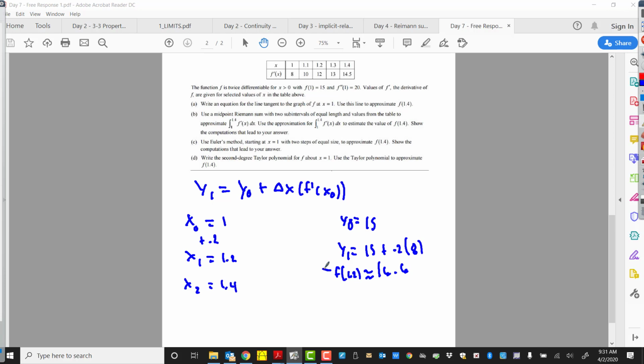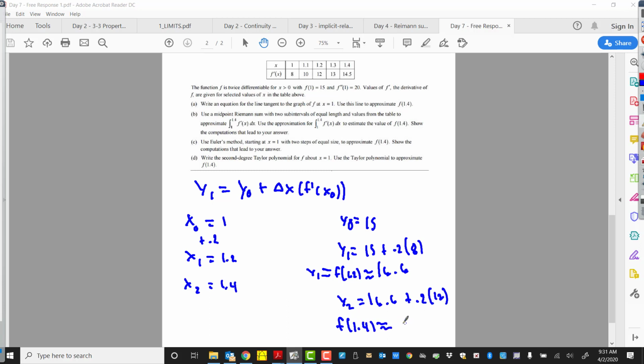Now, this is also the same as saying y1, and that's going to help us to find y2. So for y2, we need the previous y value, which was 16.6, plus our delta x, 0.2, times the derivative at the previous x value. So the derivative at x1. Well, the derivative at 1.2 was 12. All right, so now we say, okay, this is going to be approximately equal to f of 1.4.